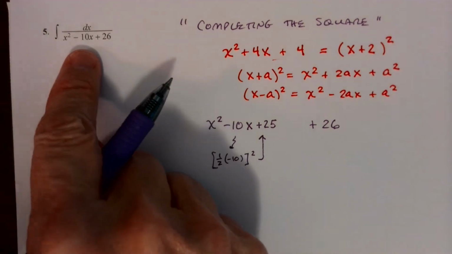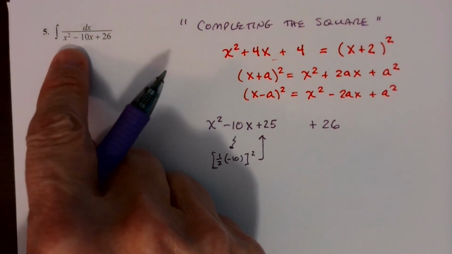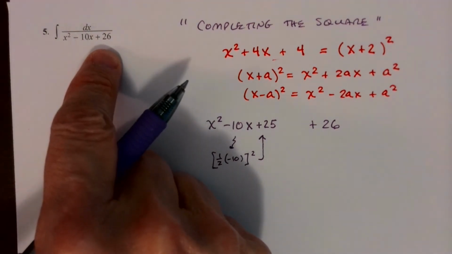Okay, so I'm going to add 25, but some of you should say, wait a minute, you just can't add 25 to the denominator. If I add 25 to the denominator, you're totally changing the problem. And you're right, I can't do that. So I'm going to fix it.